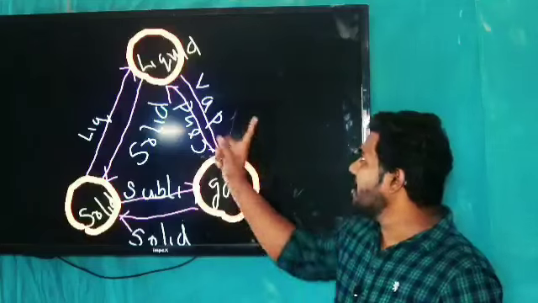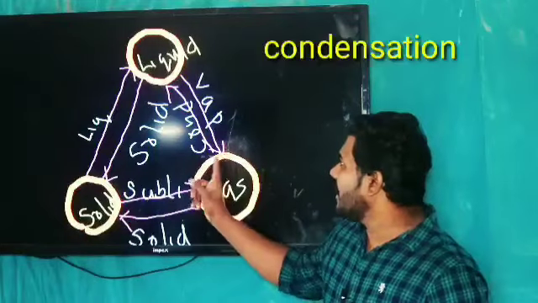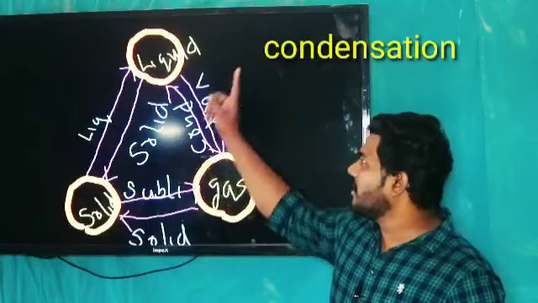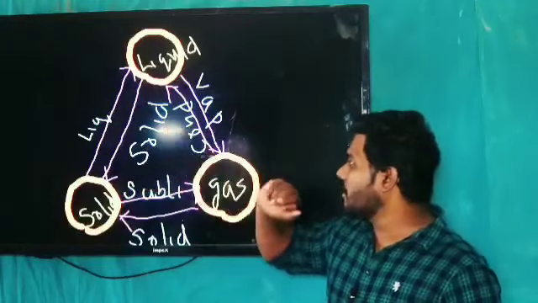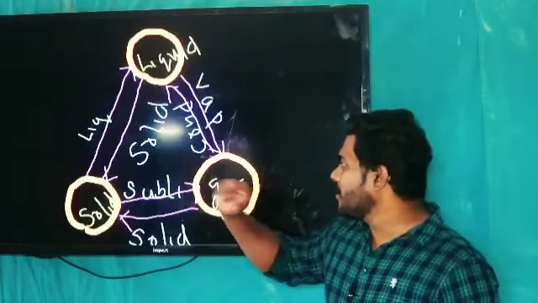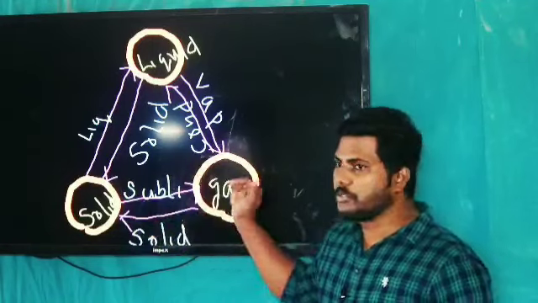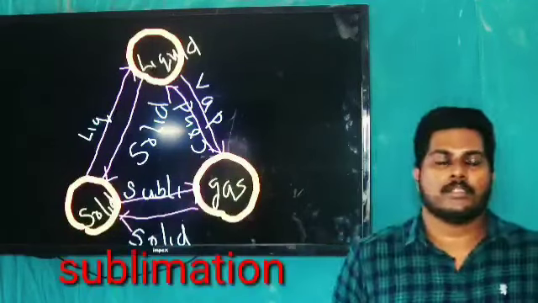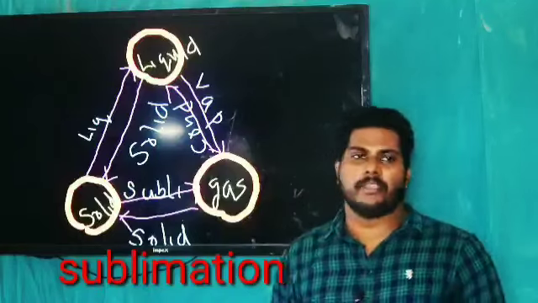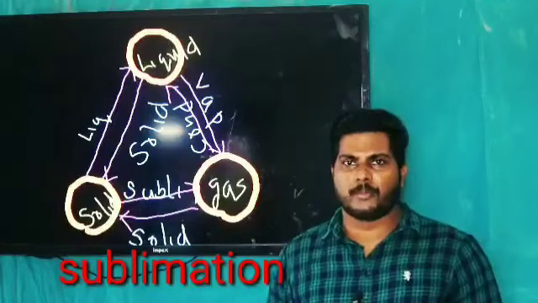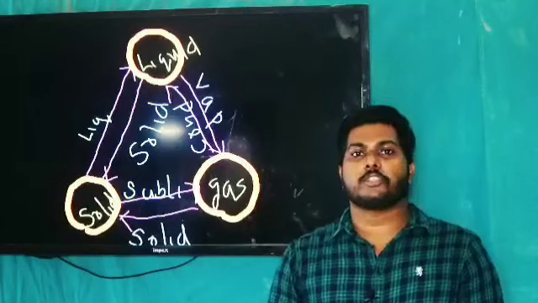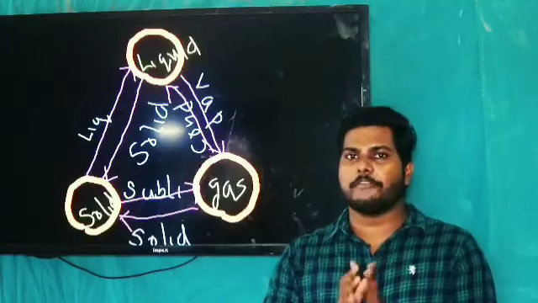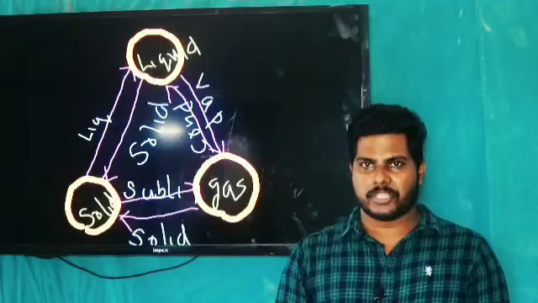Gas changes to liquid, that is condensation. Liquid changes to solid, that is solidification. Solid changes to gaseous state, that means sublimation. Sublimation is the process in which a solid directly changes to gaseous state without forming a liquid stage.